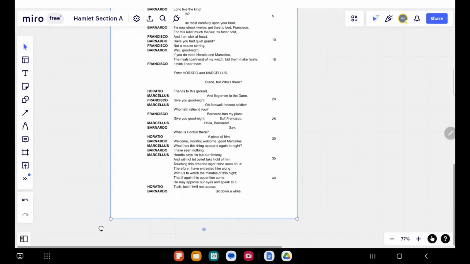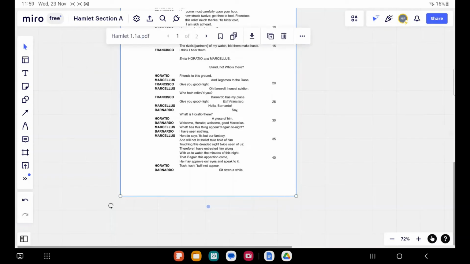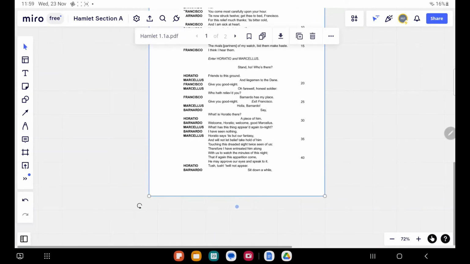Okay, we're coming to the end of the extract, but there are some really interesting things here. We get a command, sit down a while. Interesting, because one of the things that's created here is a sense of hierarchy. We really get that towards the end, where the soldiers entreat Horatio to speak to the ghost because he's educated and because ghosts were supposed to be spoken to in Latin. But at times we get this hierarchy challenged a little bit. So here we get Bernardo giving an imperative, a command, to Horatio, who should be his senior.